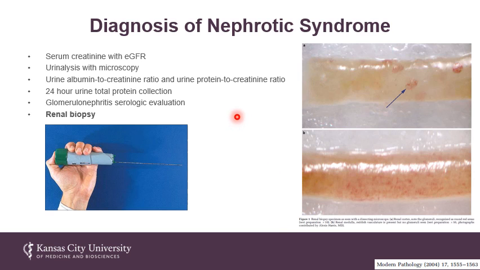How would you diagnose it? Well, you can check their creatinine to see what their kidney function is. You can look at a urinalysis to see if there's blood or white cells or protein in the urine. You can get a random protein collection to see how bad the protein is, or a 24-hour collection, which is more accurate but cumbersome. And then there's a whole bunch of blood tests that you can do to try to rule out some diseases. They're not definitive, they're just suggestive. And the most definitive thing you can do is a kidney biopsy, and this is what it looks like.